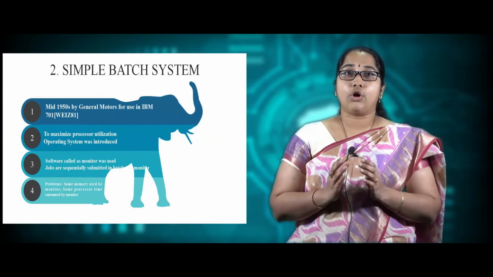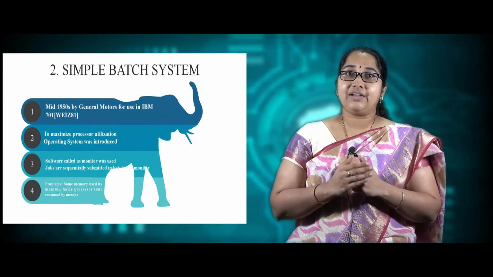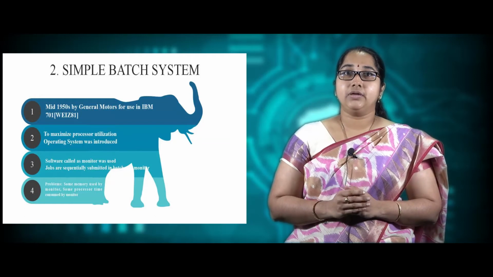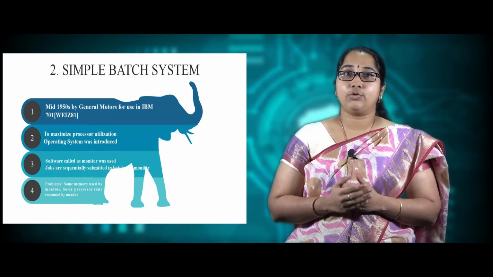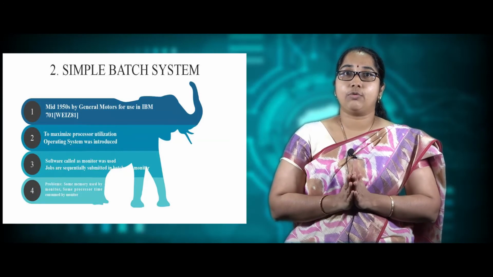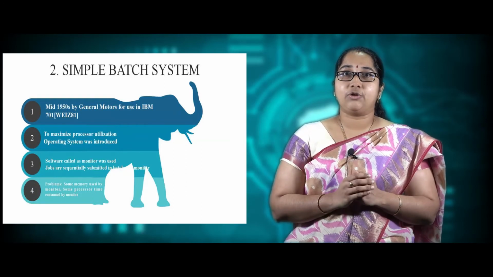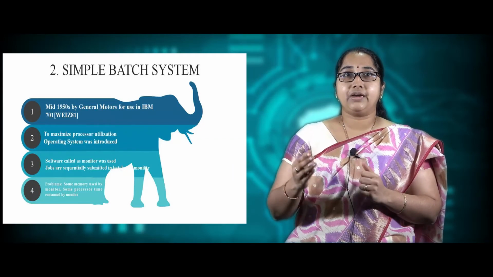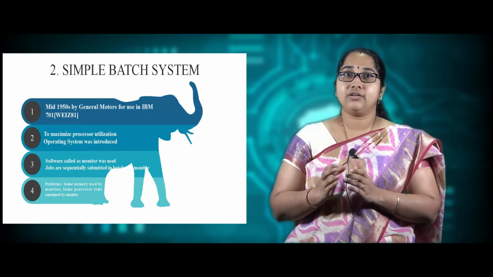In this case, the operating system was introduced. It was invented in around the 1950s by IBM. This was used for the maximum utilization of the CPU. Here, a new software called a monitor was added. All the jobs were given sequentially to the monitor, which submitted the jobs to the processor through batches.